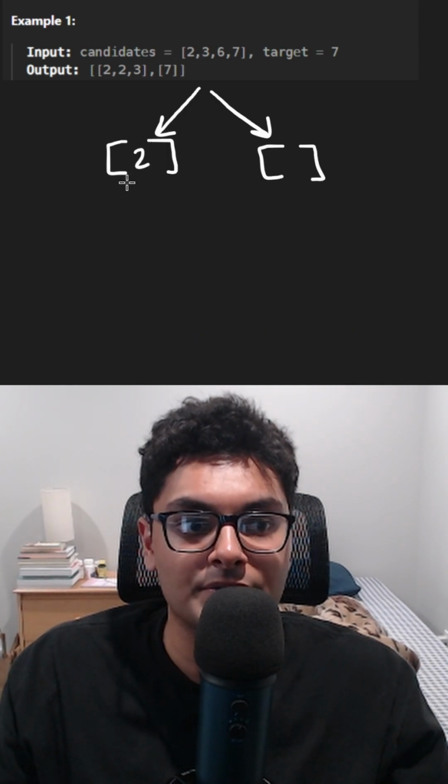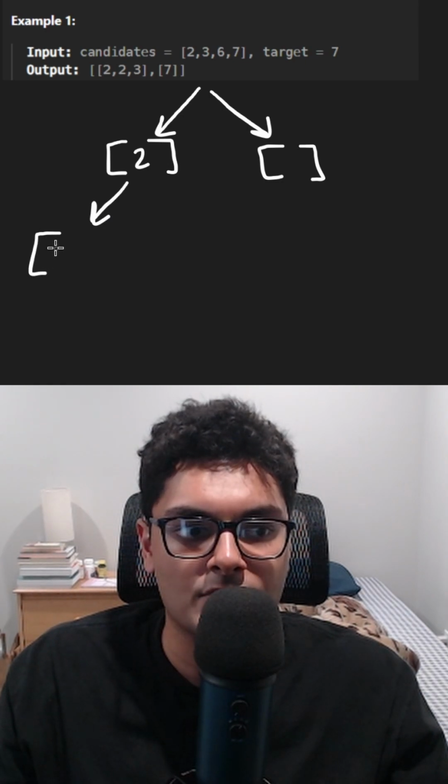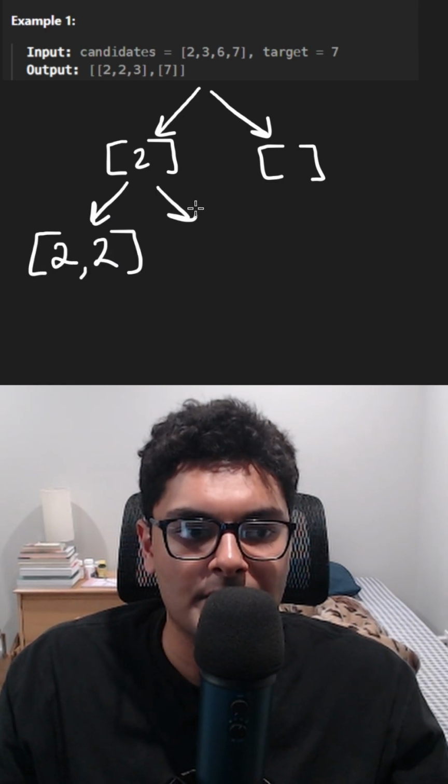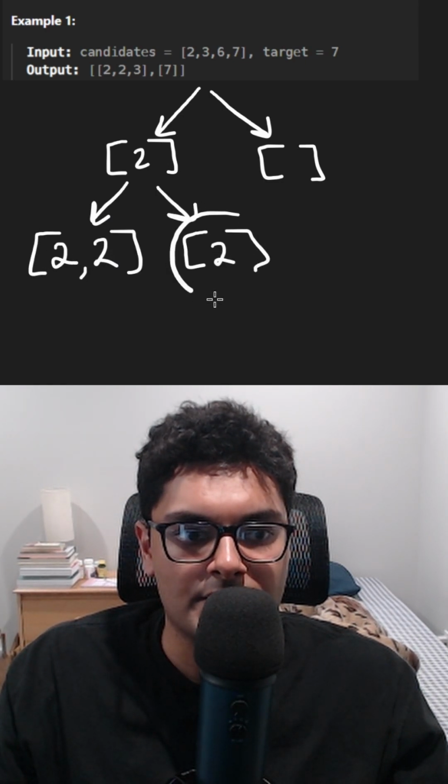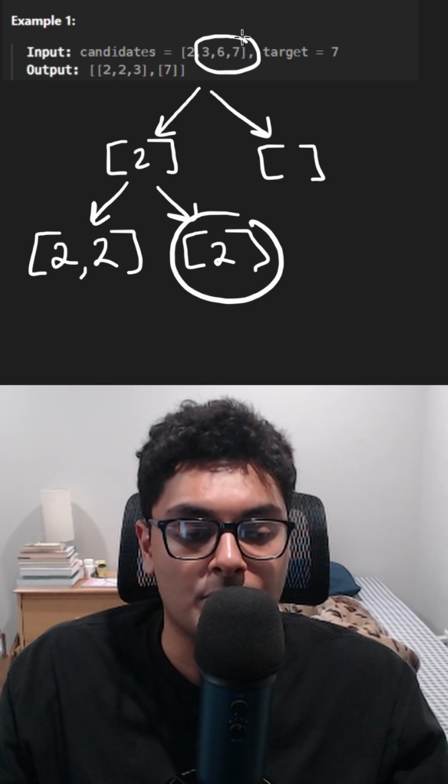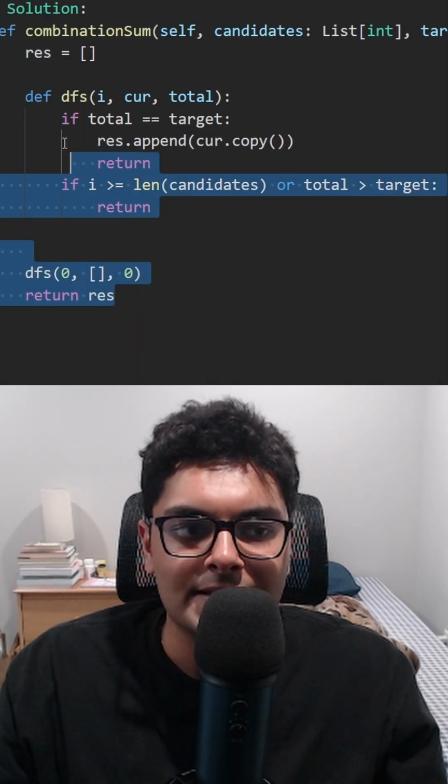We can actually include the same number multiple times. So we can end up with something like this, or maybe we skip the 2 and then here we will only be able to choose from the remaining elements. So let's start with a little bit of boilerplate.